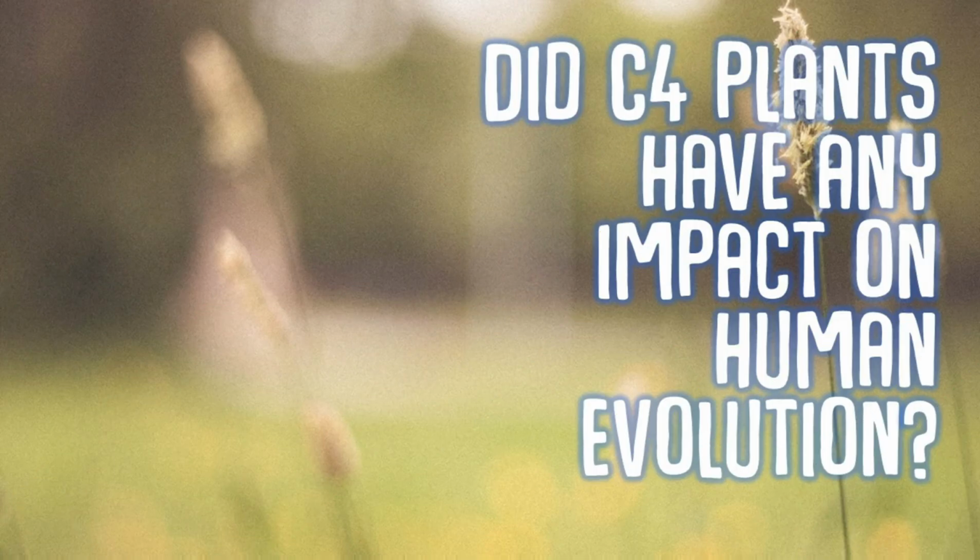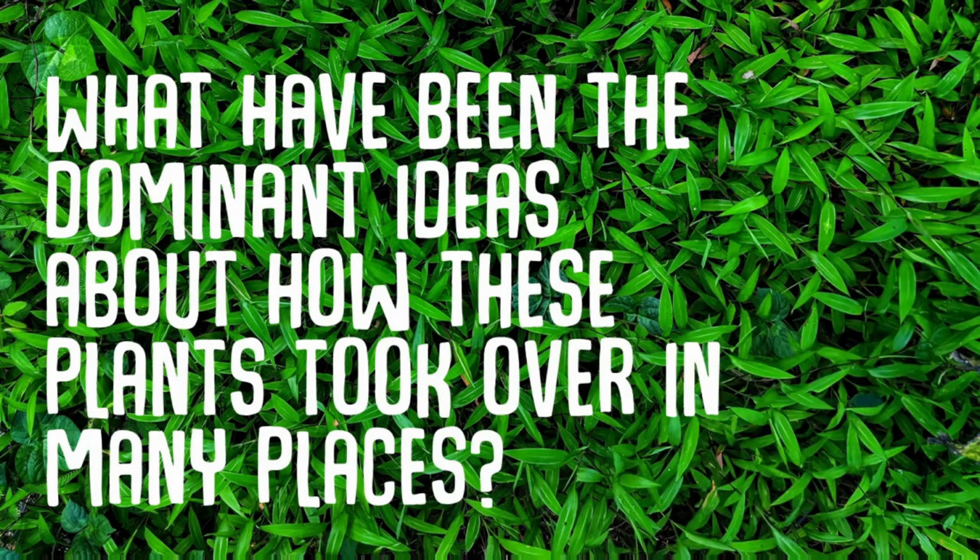Did C4 plants have any impact on human evolution? We think they're connected, but we're still working on understanding exactly when and how. We now know that C4 grassy ecosystems were already present when the earliest hominins appeared, around 7 million years ago. We also know that human evolution occurred during a period when many areas were transitioning from C3-dominated forests and woodlands to more open C4-dominated grasslands. And we know that by the time hominins first appeared, many other large mammals, like horses, elephants and would have been the dominant ideas about how these plants took over in many places.